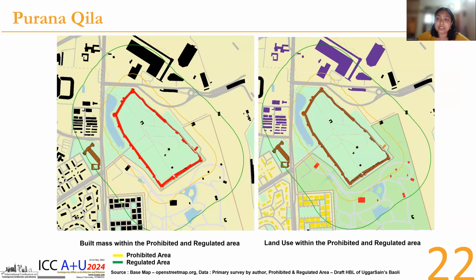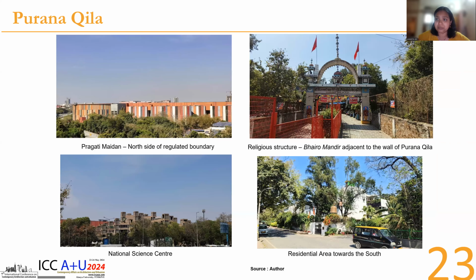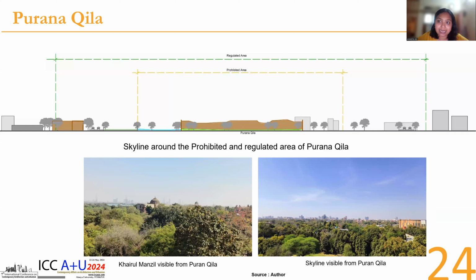So this green patch is actually the National Zoo. Because of the natural features pertaining to that and the lake, most of the attributes or values are really intact in these 100 and 200 meters. Within the 200 meters, we have the very famous Pragati Maidan, where the new Bharat Mandapam has also come up, which is almost at a similar height to the Purana Qila. Then there is a religious structure, the Bhairav Mandir, and residential areas, the National Science Center. And this is the skyline that is there.